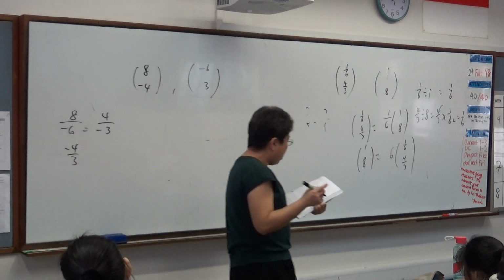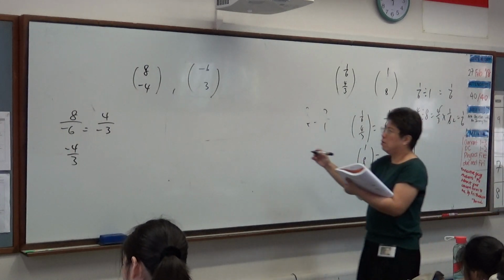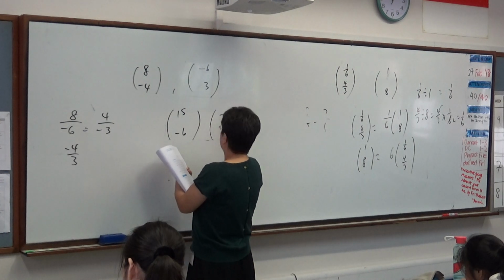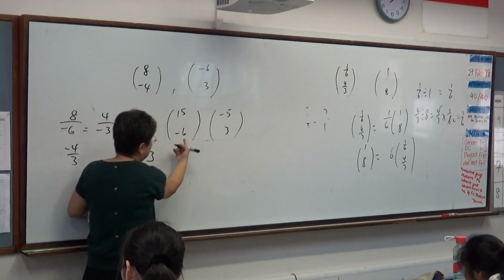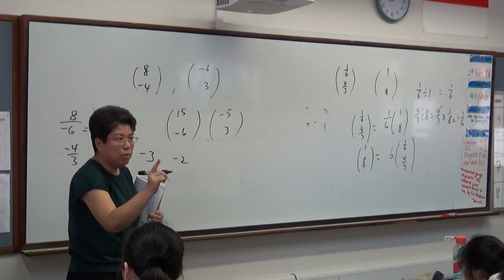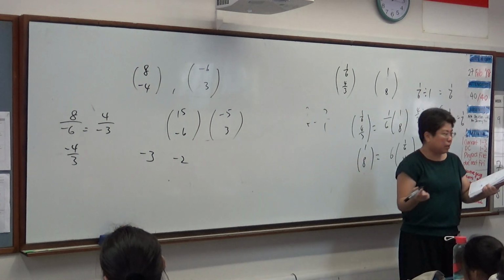Agree? The third one, how about 15, negative 6, and negative 5, 3. Now this one over this one is what? Negative 3, right? How about this one over this one? It's negative 2. Are they the same? No, so they are not parallel. Everybody clear? Everybody clear? Okay.